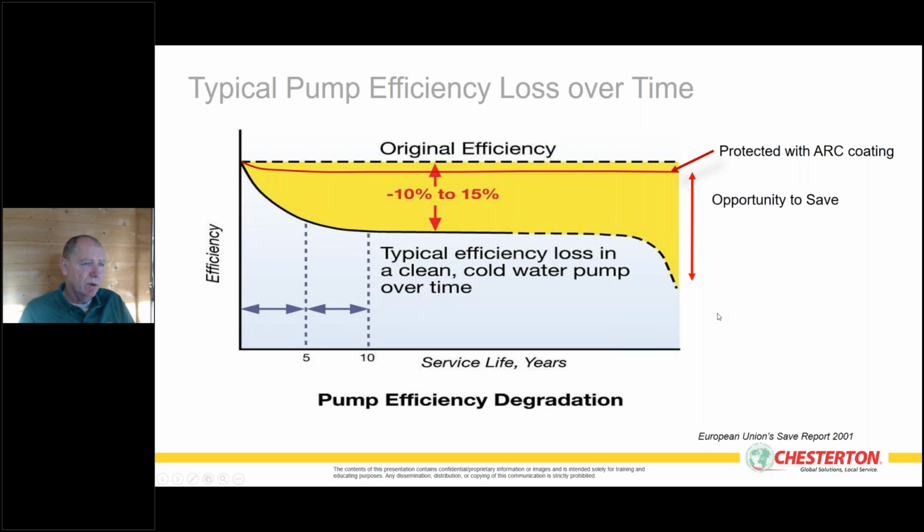Okay, maybe we can go to the next slide. I don't believe I have control of this.